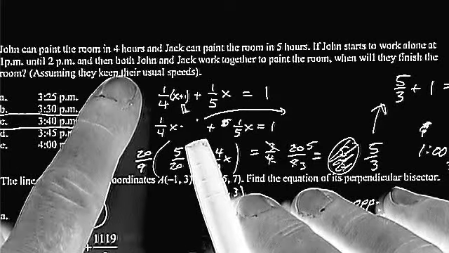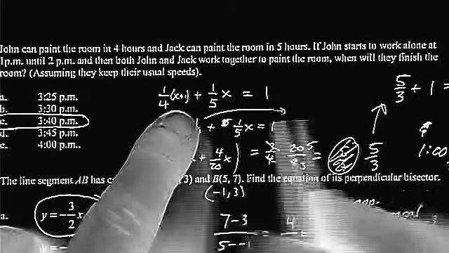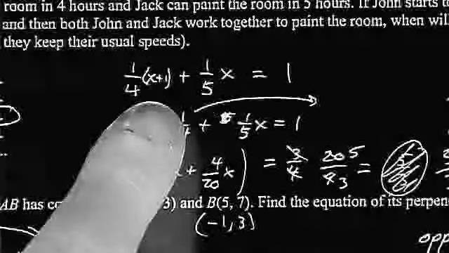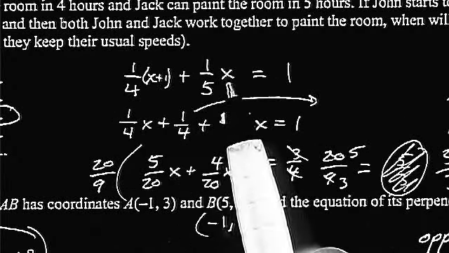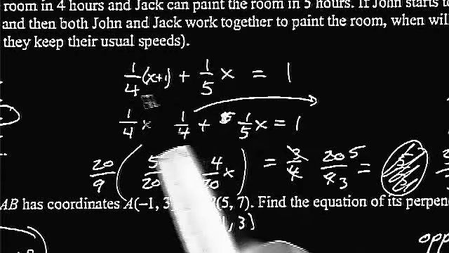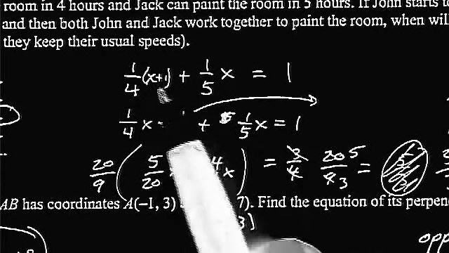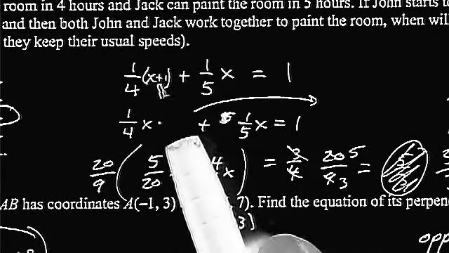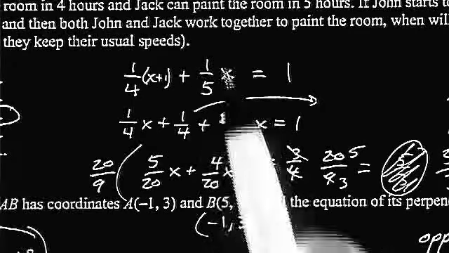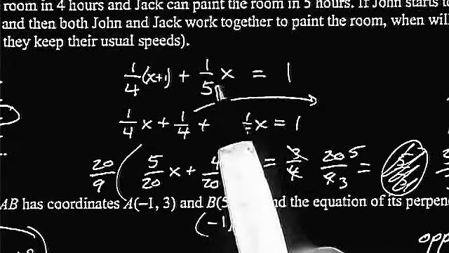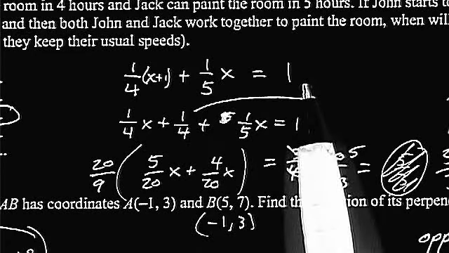And then they both work together. So X represents the amount of time that they work together. But John worked X plus 1 hours, and Jack only worked X hours. And together, this is the amount of work that John has done. Remember, it's rate times time. That's how much work he's gotten done. And rate times time is how much work Jack has gotten done. Together, they're going to paint 1 room.